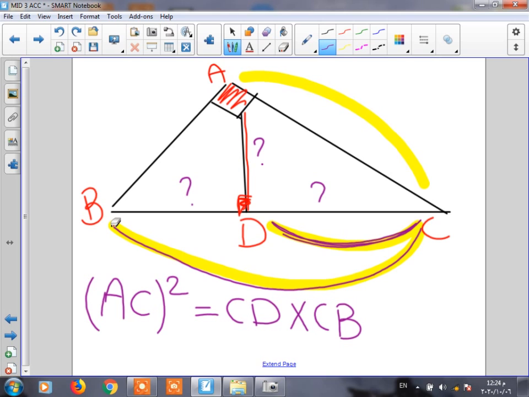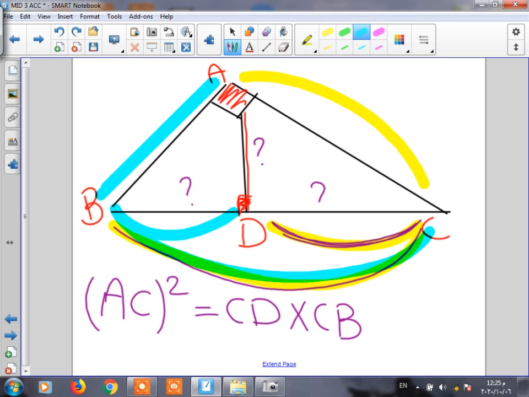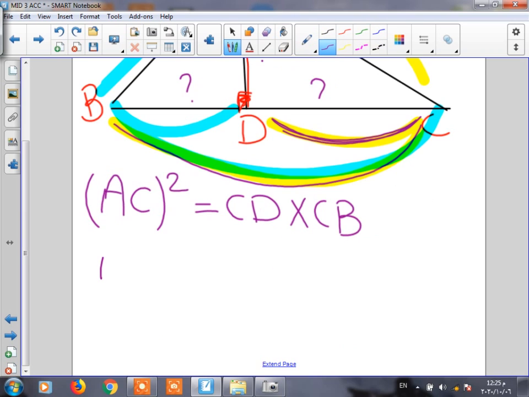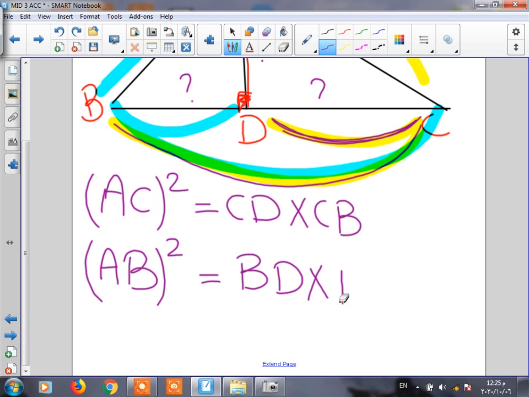By the opposite way, how can I get AB squared? I will make the same. If I want AB squared, I will make BD times BC, and I will write it down also to understand. AB squared equals BD times BC. This is the two main rules of Euclidean theorem.